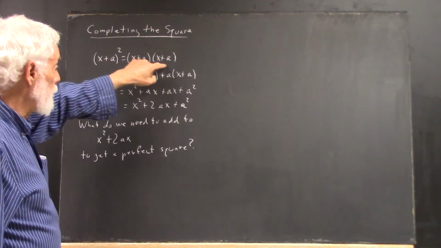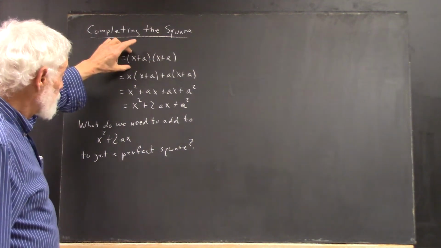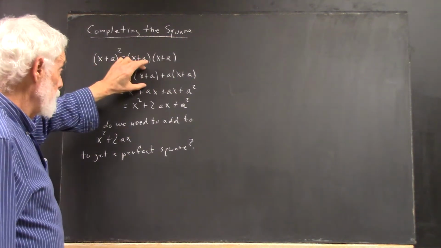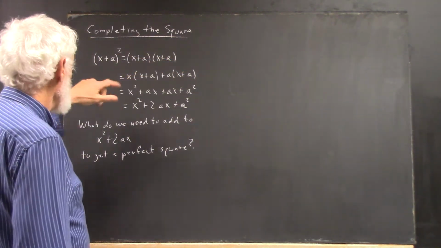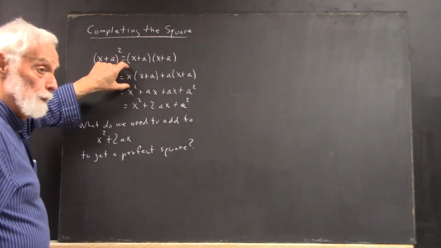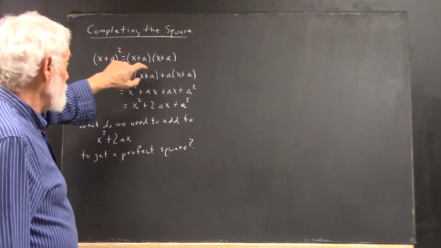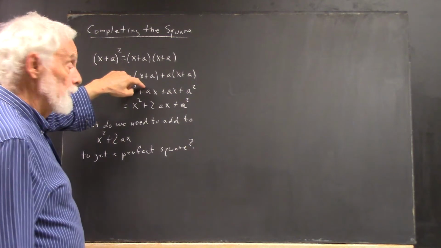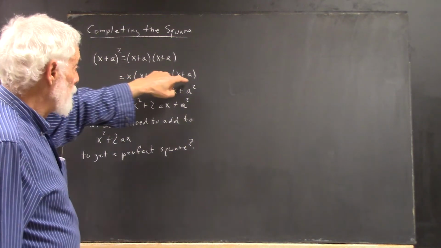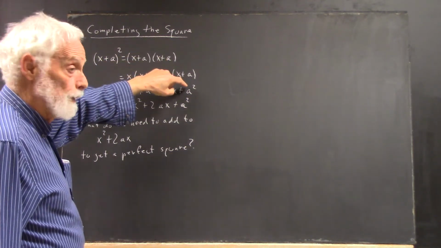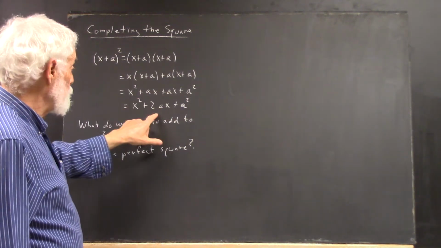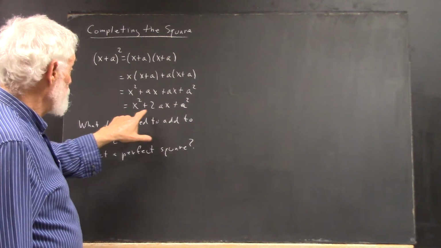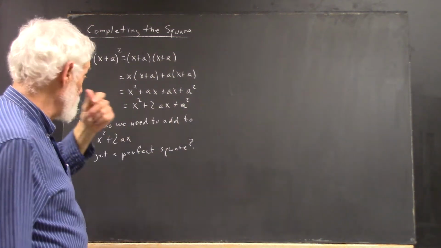X plus a times x plus a is x times x plus a, plus a times x plus a. And then we apply the distributive law again. X times x plus a gives us x squared plus ax, and a times x plus a gives us ax plus a squared. You notice we get an ax both times, so we've got a 2ax. And we get x squared plus 2ax plus a squared.